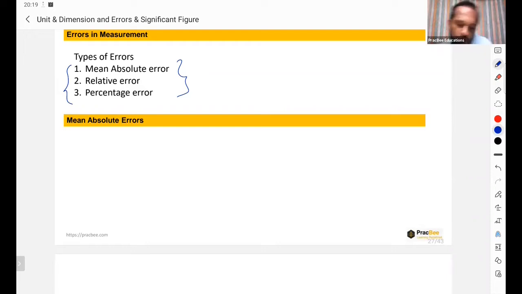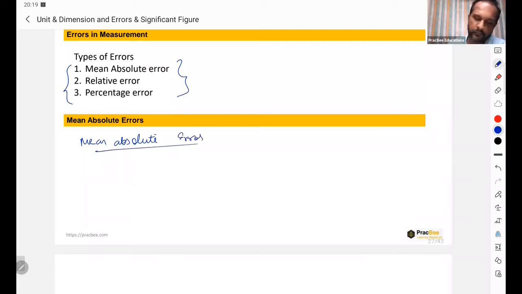Now the errors are of different types: mean absolute error, relative error, and percentage error. So we'll understand what this means. Mean absolute error. First let's understand mean absolute error. There is an experiment for this.